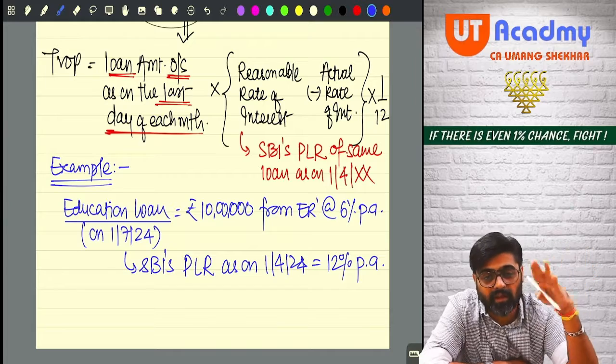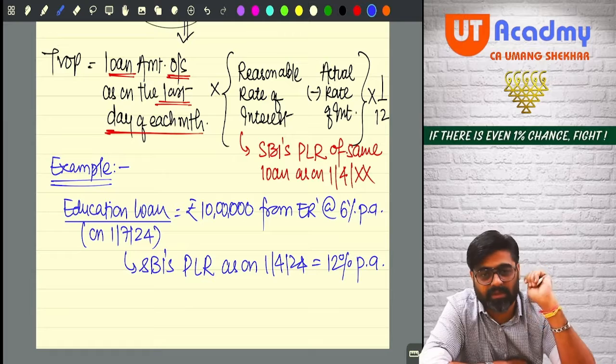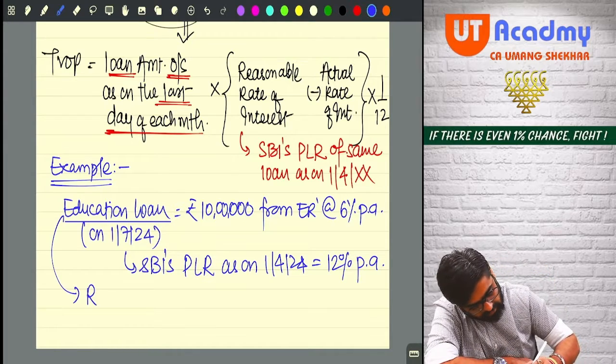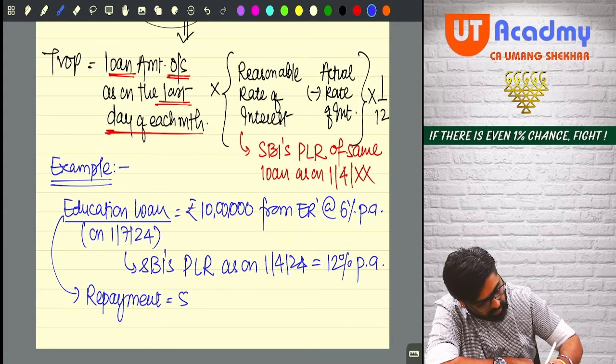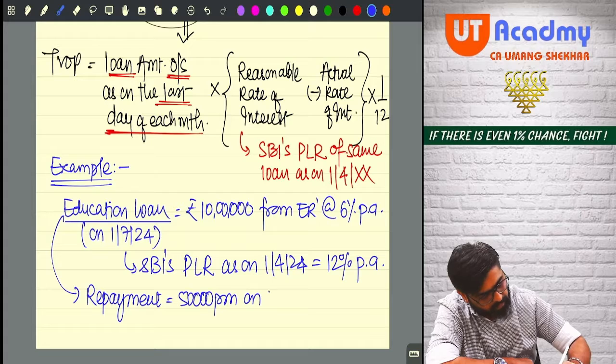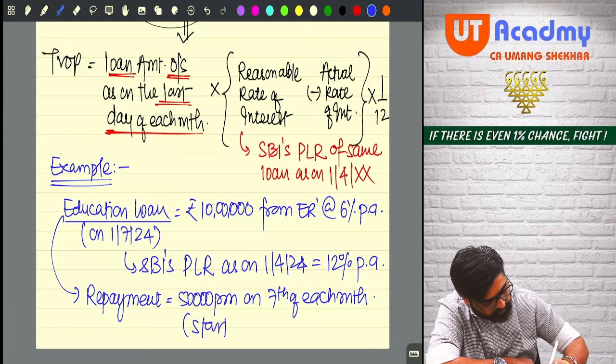They will make your life a little bit difficult by giving one or two more pieces of information. What information will they give you now? That this education loan repayment will be 50,000 per month. Per month 50,000 repayment will be done on 7th of each month, and this will start from Jan 25 onwards.